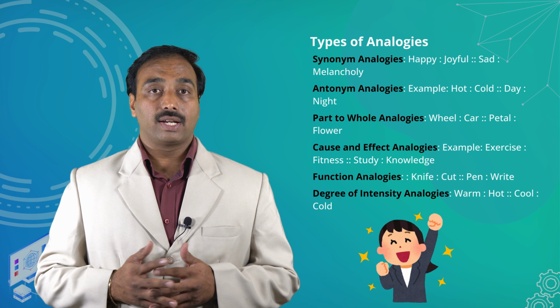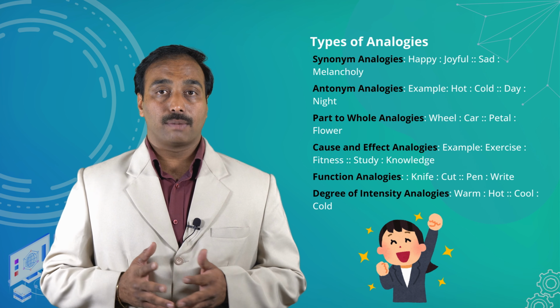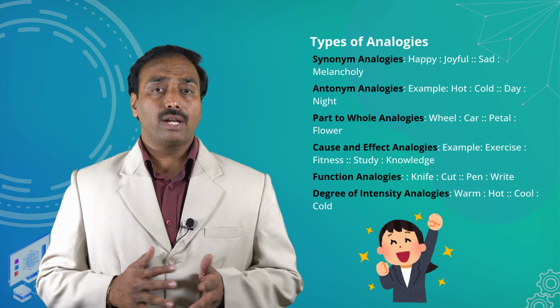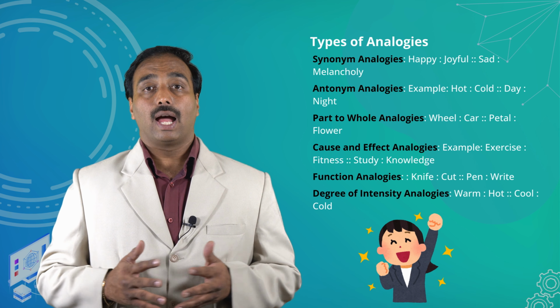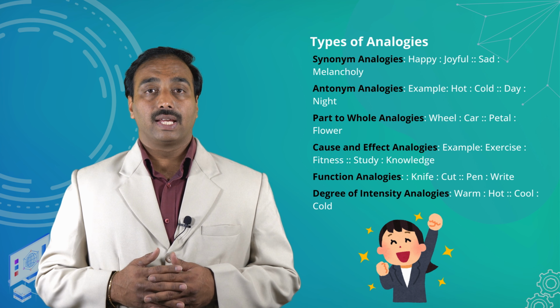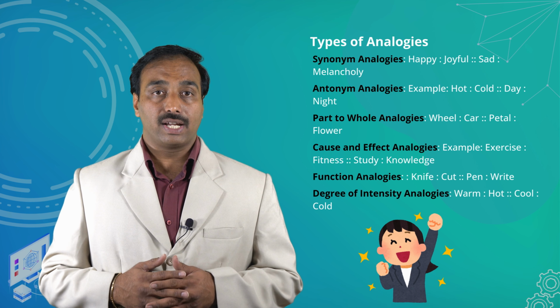Antonym analogies, that is, words with opposite meanings. For example, hot, cold; day, night. Part to whole analogies, that is, a component and its larger entity. Example: wheel is to car, whereas petal is to flower.